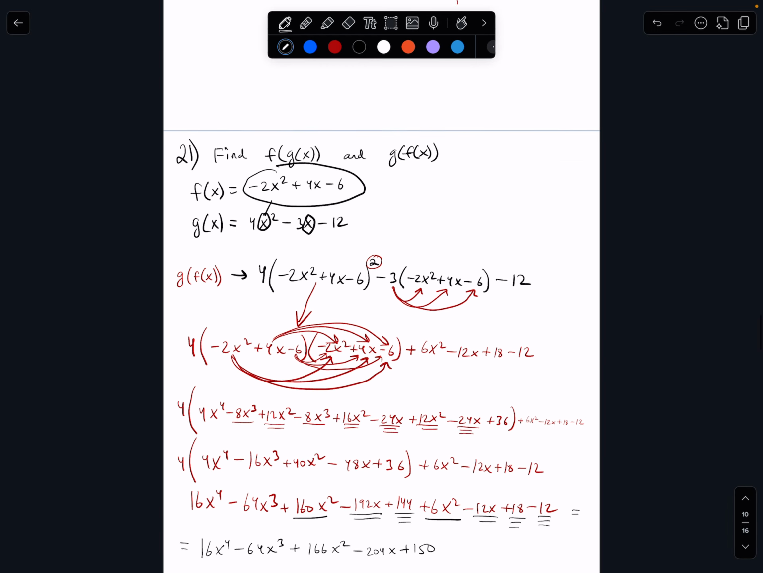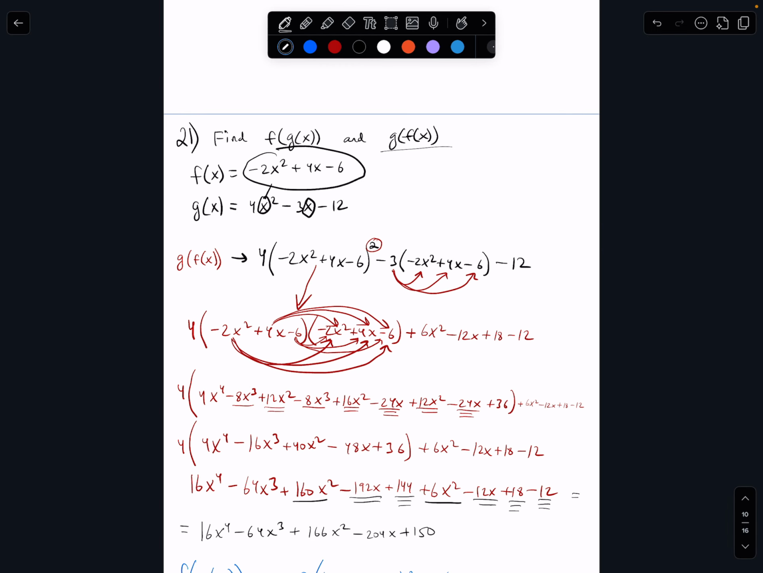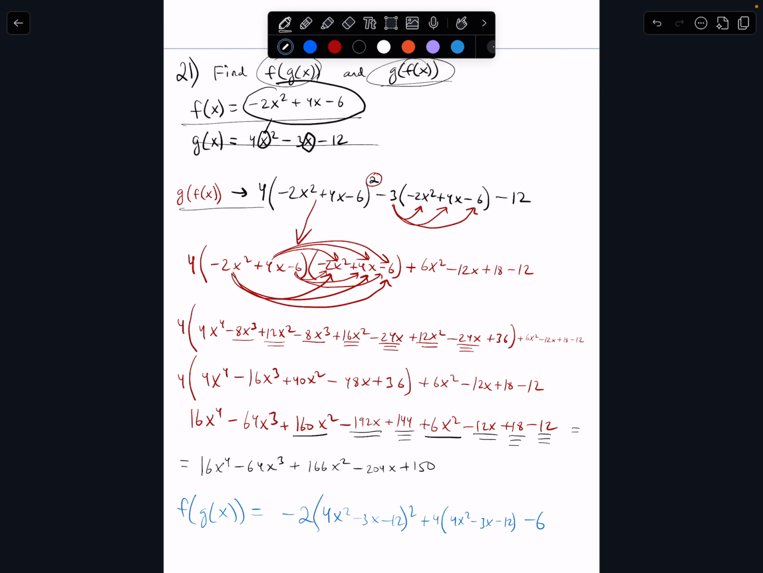For 21, I'll give you functions f and g, and you just have to find f of g of x and g of f of x. So this is one of those Russian dolls type problems, right? So remember, it's a function within a function, right?